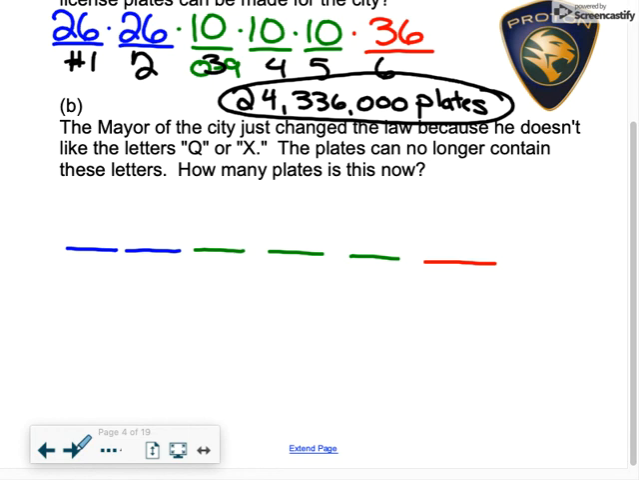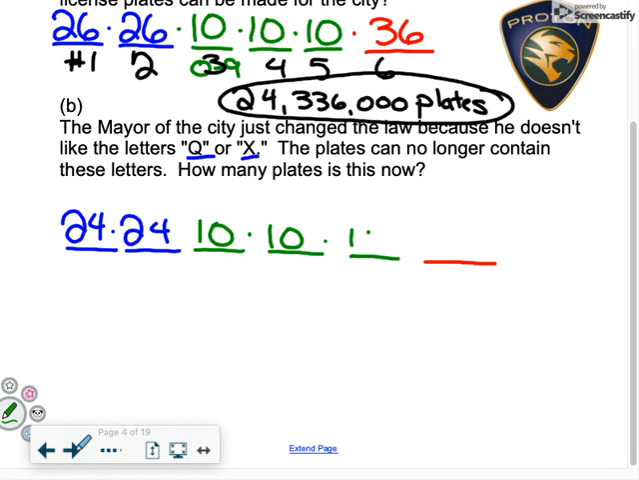So now what we're going to do here is for our letters, instead of having 26, we now have 24 because there are 2 letters that we cannot use. Then for our numerical values, there's no restriction on those, so those are still 10. And then we just have to be careful, this time it's going to be 24 plus 10, which would give us 34.